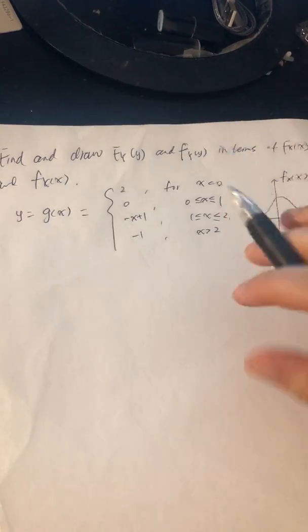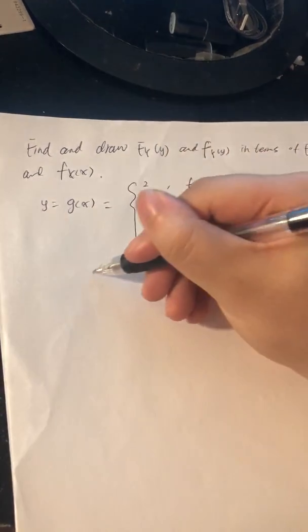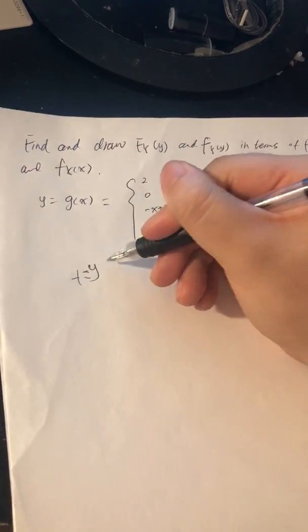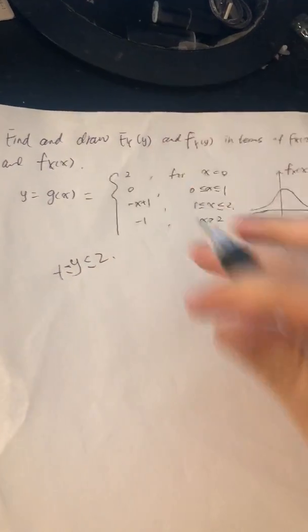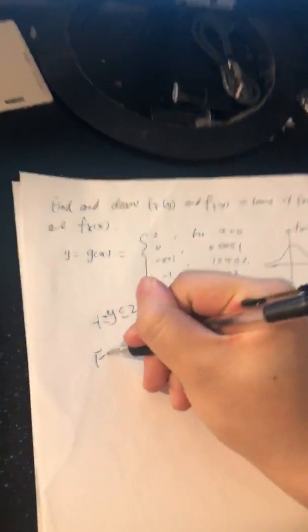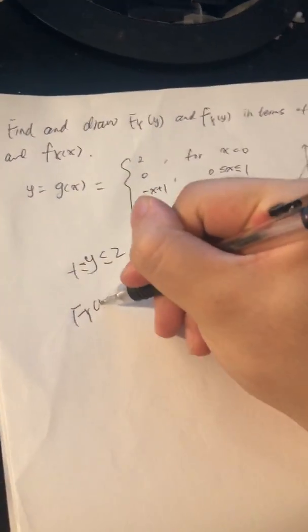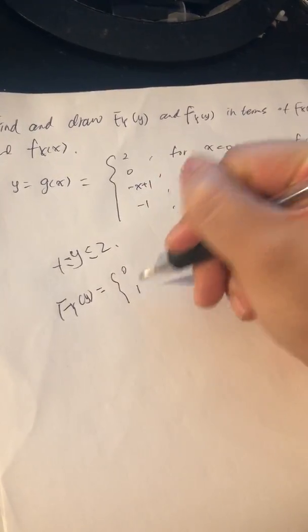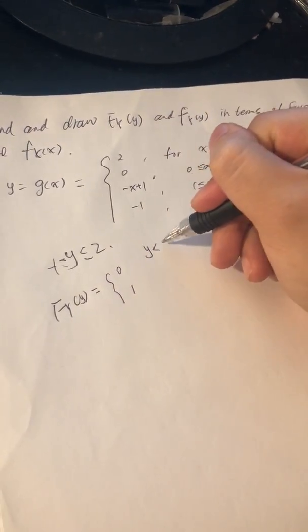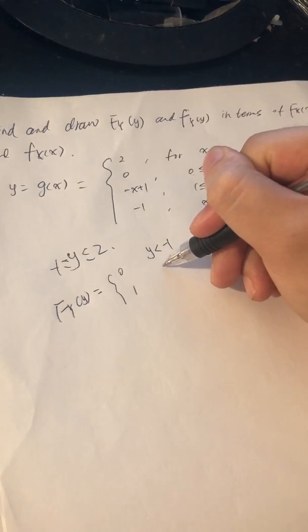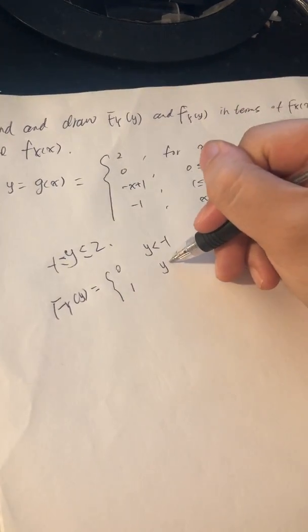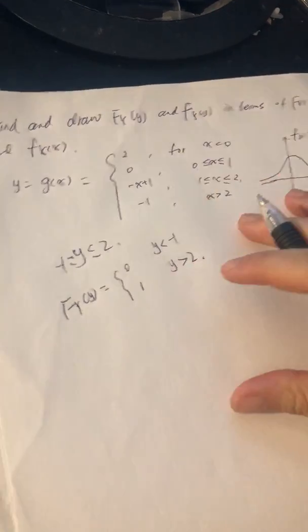For this question, first, since y is from negative 1 to 2, we can have that capital F_Y(y) equals 0 when y is smaller than negative 1, and F_Y(y) equals 1 when y is greater than 2.